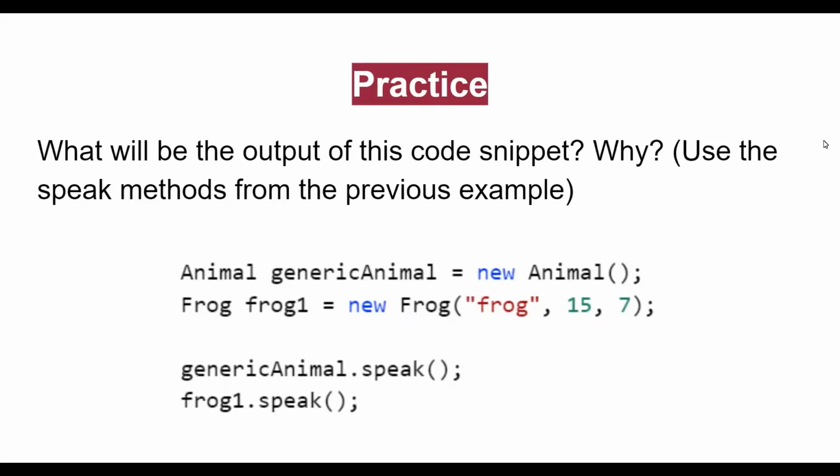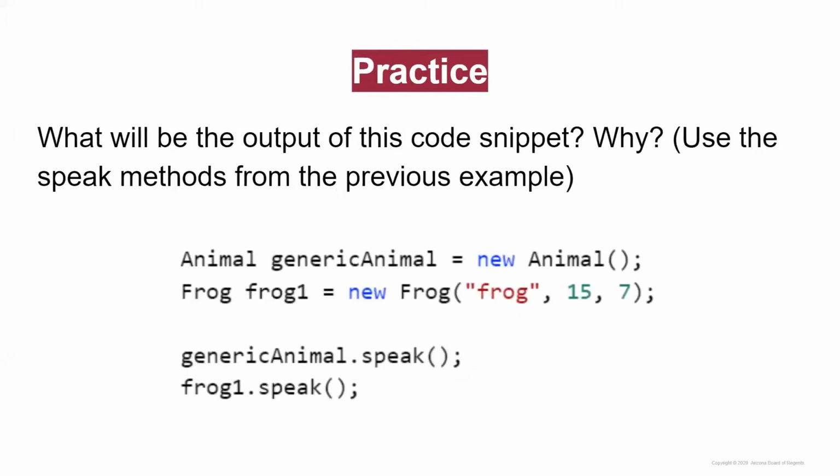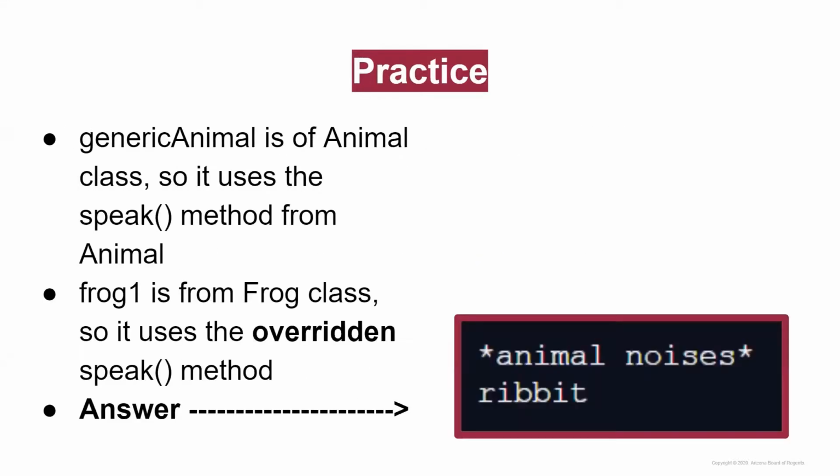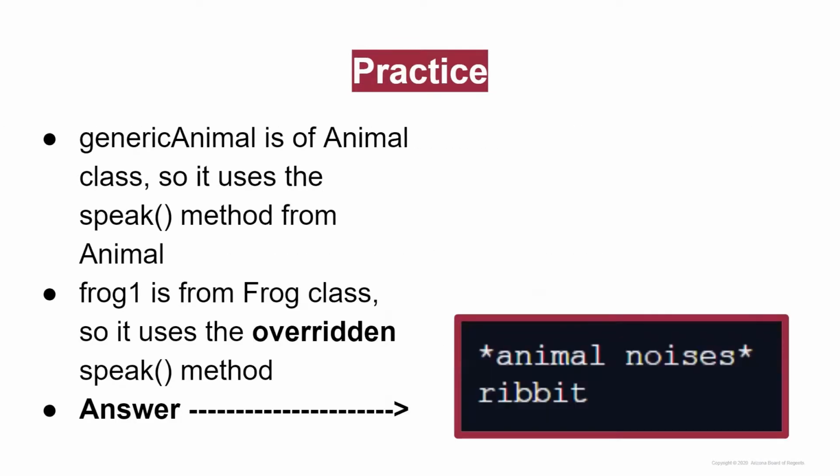So let's go over it. Generic animal is of animal class, so it uses the speak method from animal. So again, I instantiated a new object of animal class and just called it generic animal, right? So the way we defined the speak method in the animal class is to just print out animal noises. So when we call the speak method with generic animal, it prints out animal noises.